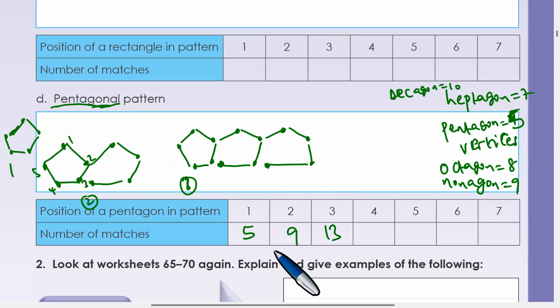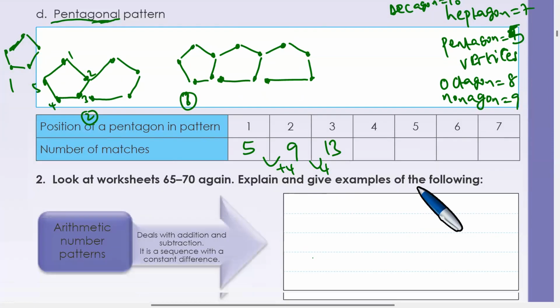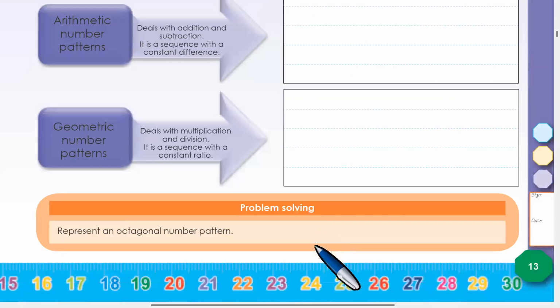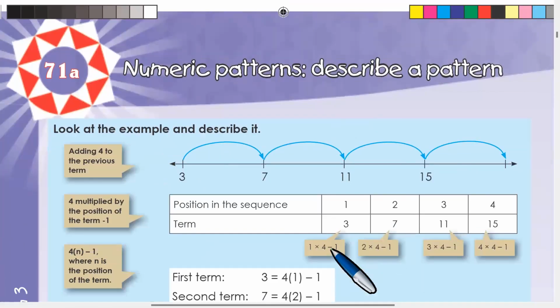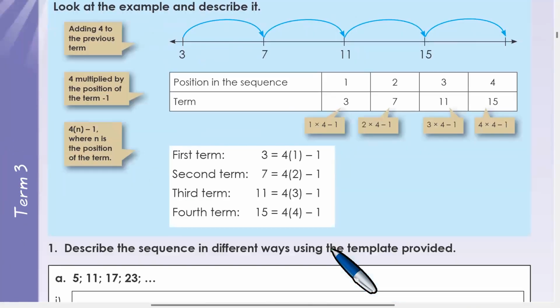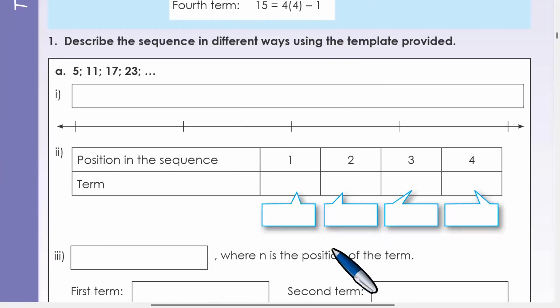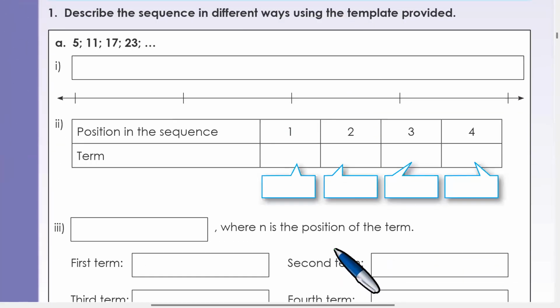By how much are they increasing? By 4. Increasing or decreasing? Increasing. By how much? 4. By 4, well done. Increase just by 4. All right, so look at what has happened. The numeric patterns describe sequences in different ways.